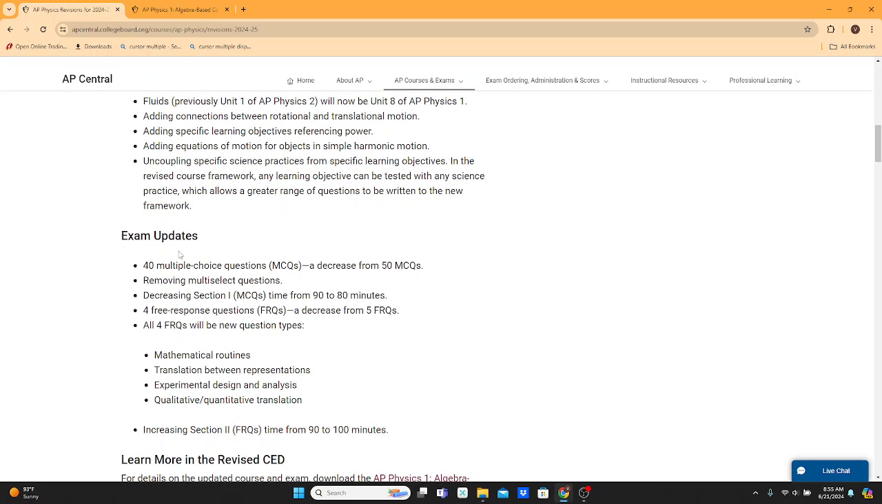There are only 40 MCQs from the 50 that we had, and there are no multi-select questions anymore in AP Physics 1, which is relatively good because for some people the multi-select questions are overall the harder part. But with down to 40 multiple choice questions, you only have 80 minutes to do Section 1 MCQs. It's almost a win-win situation here because we get the 10 MCQs lowered, but at the same time we only get 10 minutes taken down.